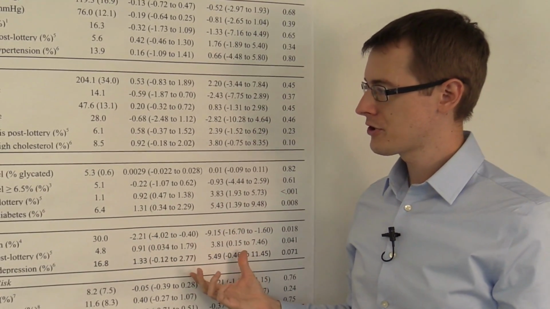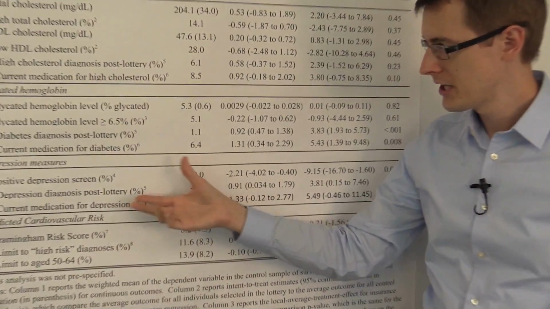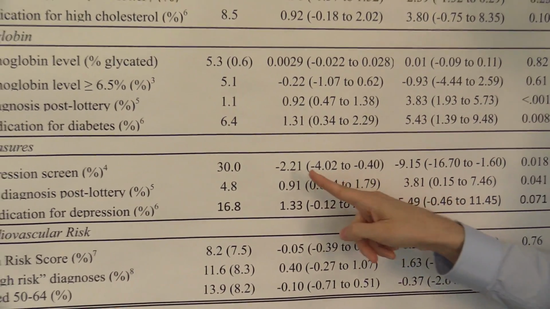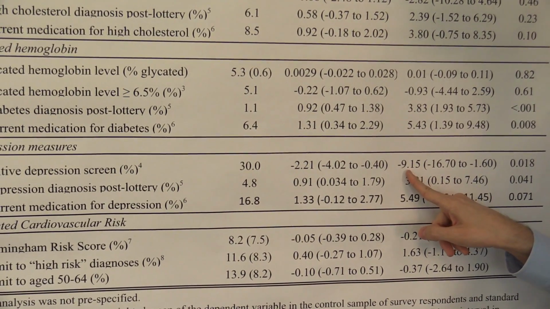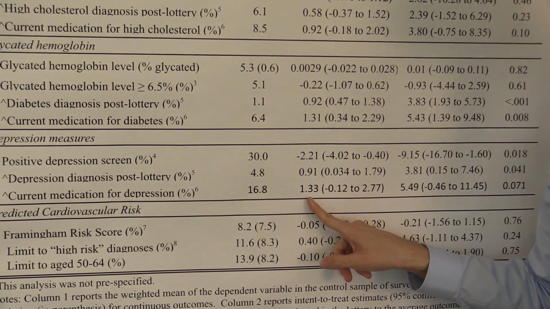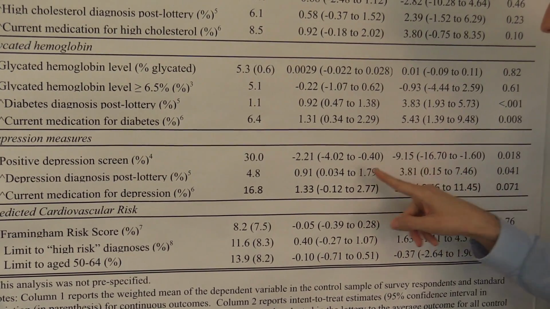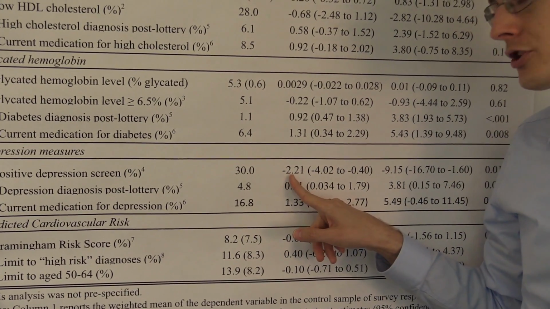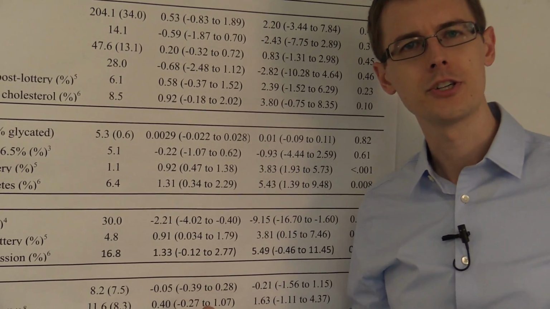So the first thing you should notice is, let's compare them to the intention to treat numbers. So let's just look at the depression measures. If you compare the estimates, we see that all of the two-stage least squares estimates are larger in magnitude than the intention to treat estimates. So minus 9.15, that's a lot larger than minus 2.21. So why might the magnitude be larger?